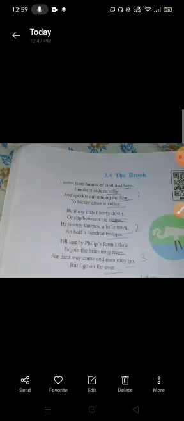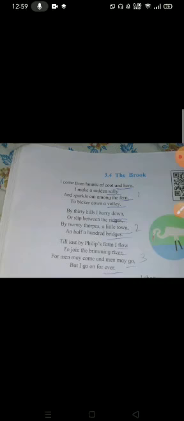Now let's start with the second stanza. In the first stanza, here are some rhyming words: hern, fern, sally, valley. And here you can see personification also, where the river has been given human qualities. Now the river is speaking throughout the poem. By thirty hills I hurry down, or slip between the ridges, by twenty thorps a little town, and half a hundred bridges.